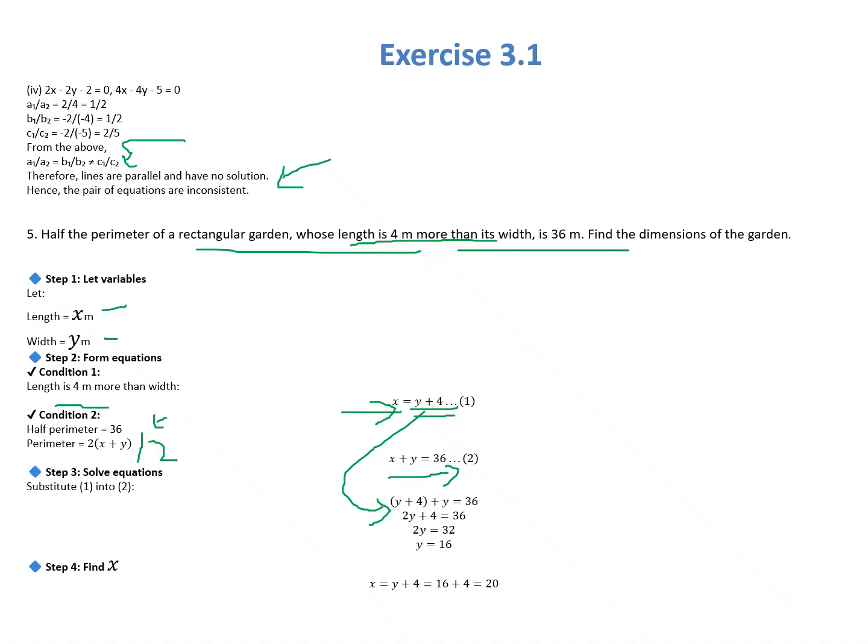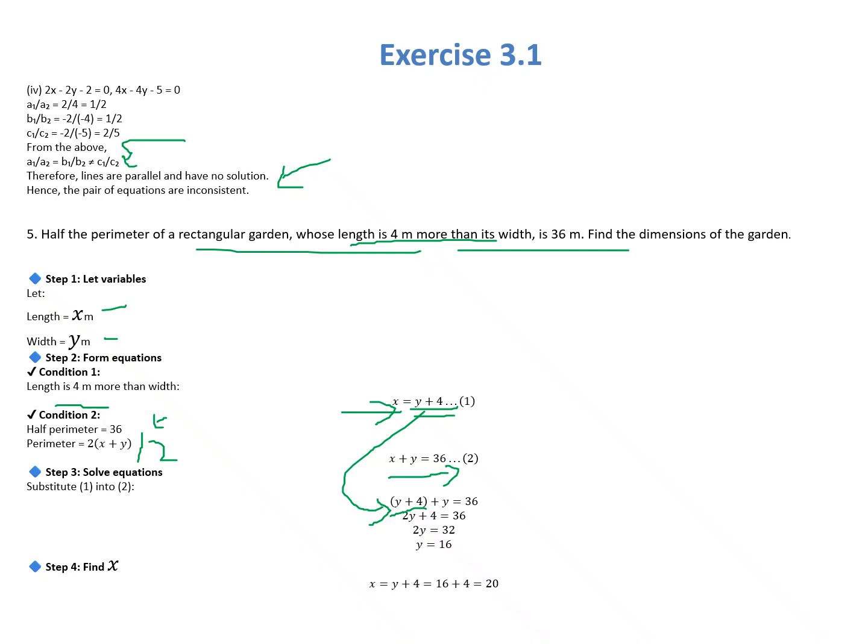In the first equation we have x is equal to y plus 4, and in the second equation we have x plus y is equal to 36. So we have taken the value of x as y plus 4 and put it into the second equation. In x plus y is equal to 36, x can be converted into y plus 4. So we can say that y plus 4 plus y itself is equal to 36. y plus y is 2y, so 2y plus 4 is equal to 36.